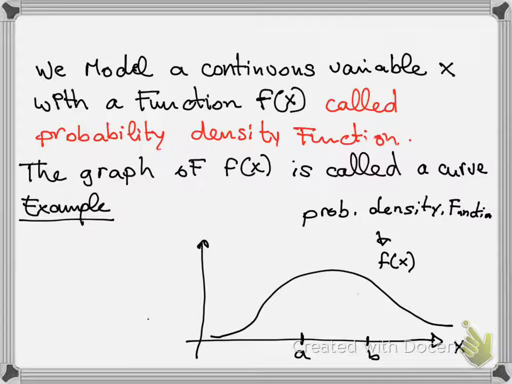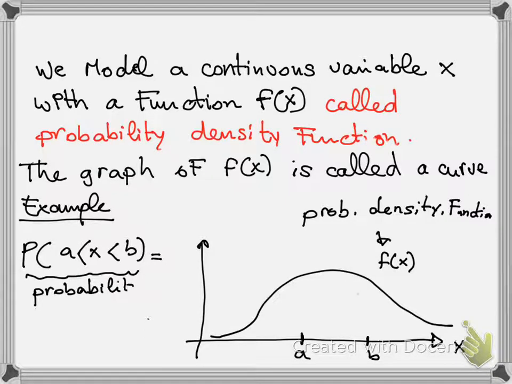Now, what's the interpretation of this function f? Well, if you want to find, for example, the probability that x falls in between a and b, so the probability that x is between a and b.